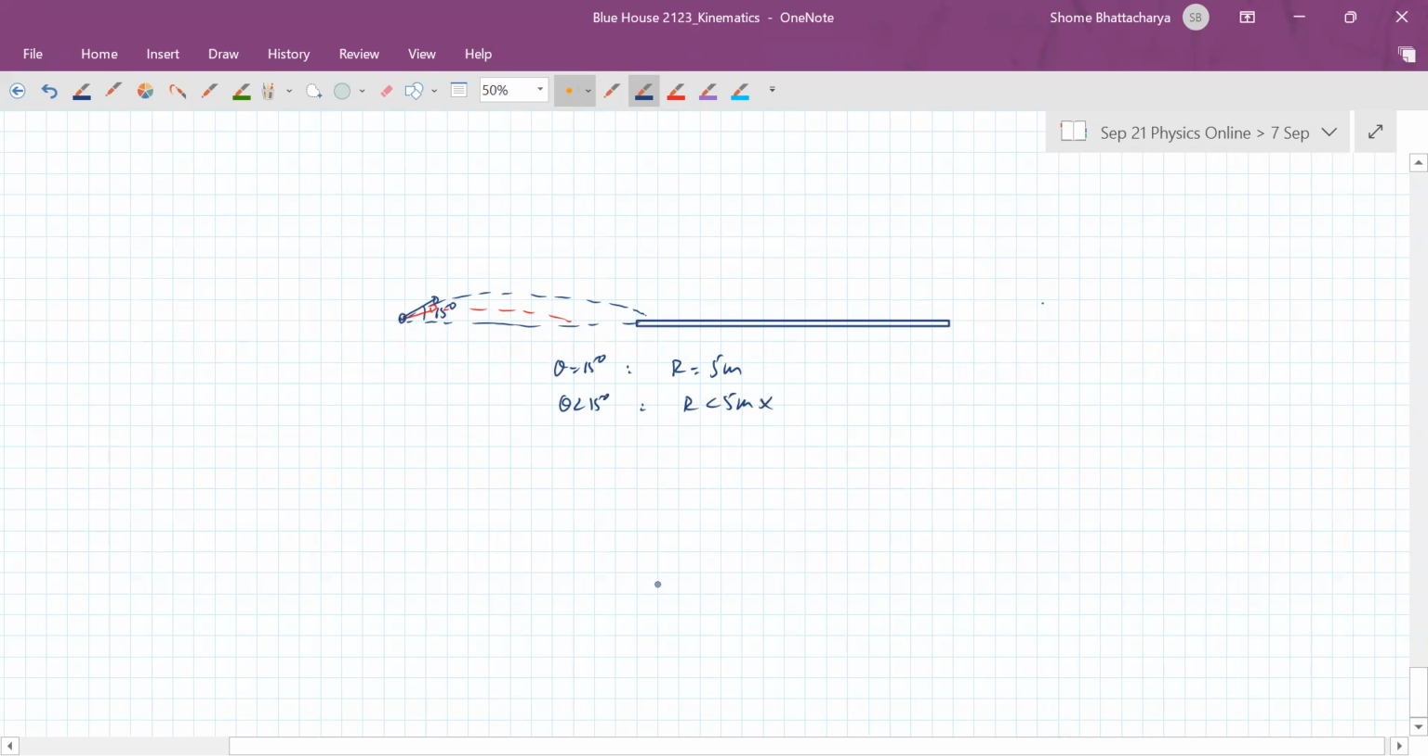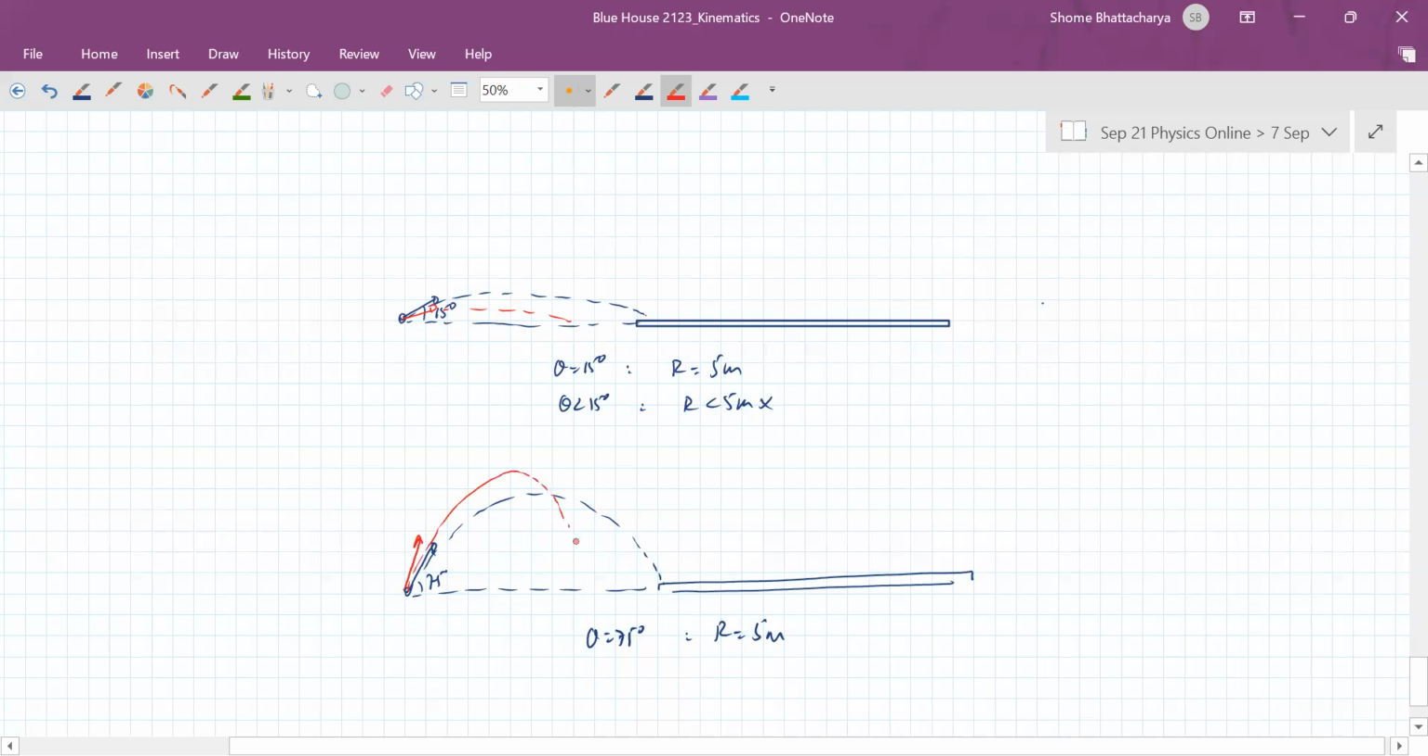But the complement of this is like this: if I project at theta equal to 75 degrees, the range is 5 meters. But if I project at an angle larger than 75 degrees, I go up to a greater height, but the range will become less than 5 meters. So theta greater than 75 degrees will also not work.